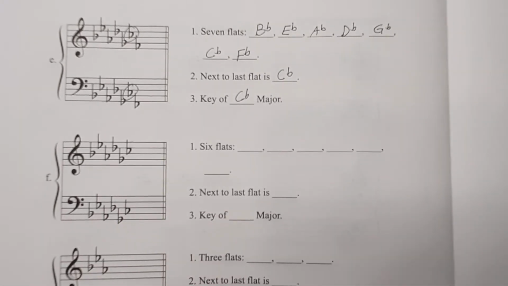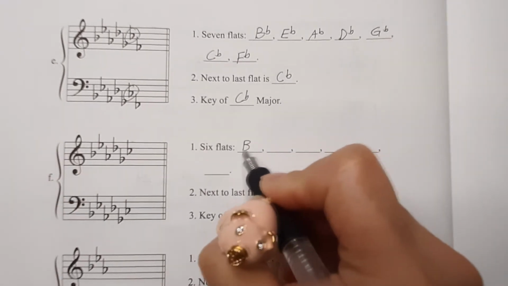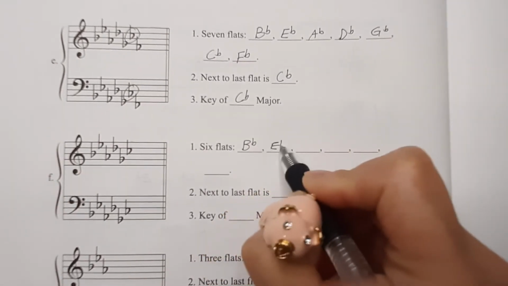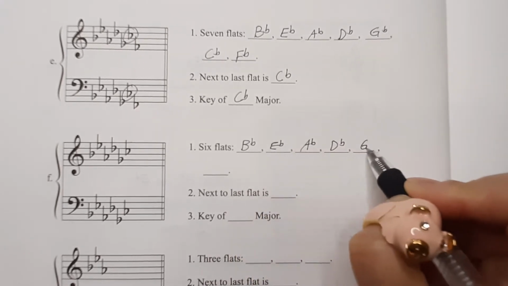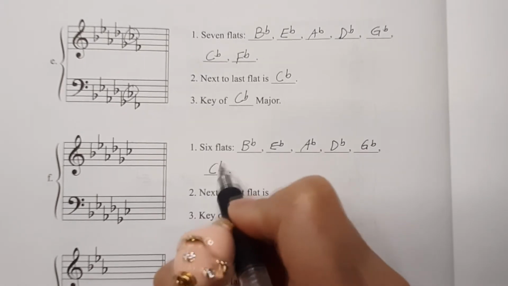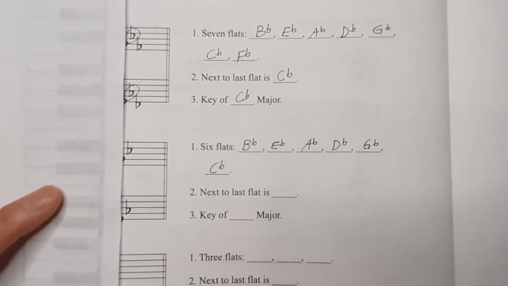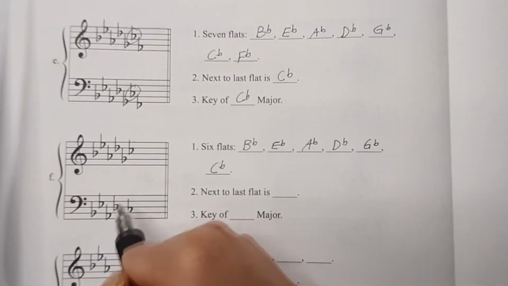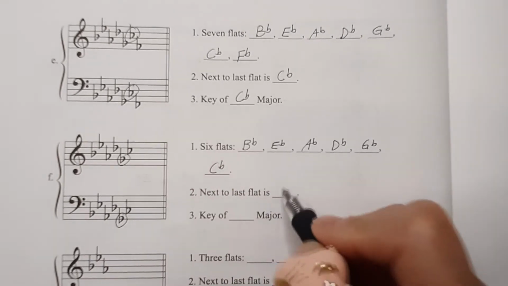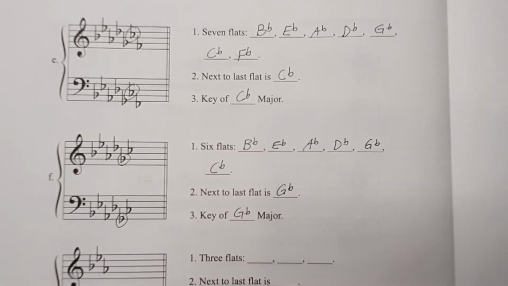Question F. 6 flats. B flat, E flat, A flat, D flat, G flat, C flat. C flat is the last flat, and the next to the last flat is G flat. So it's G flat, and the key is G flat major.